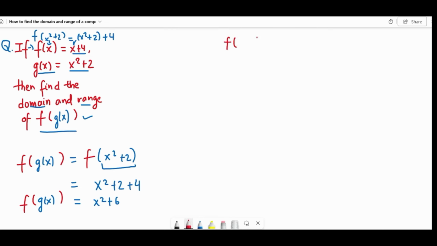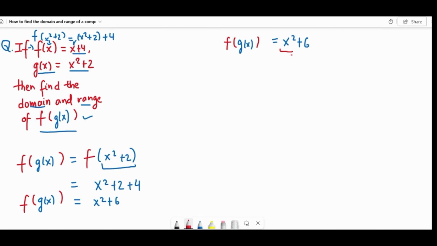So we have found what our composite function is equal to. I'm just going to write it down here again. So f of g of x equals x squared plus 6. Now here we need to find the domain and range of this function. Now to give you a quick reminder, domain means a set of all the input values that the function can take. And here you can see that the input is x. So we have to find out what are all the values that x can take.